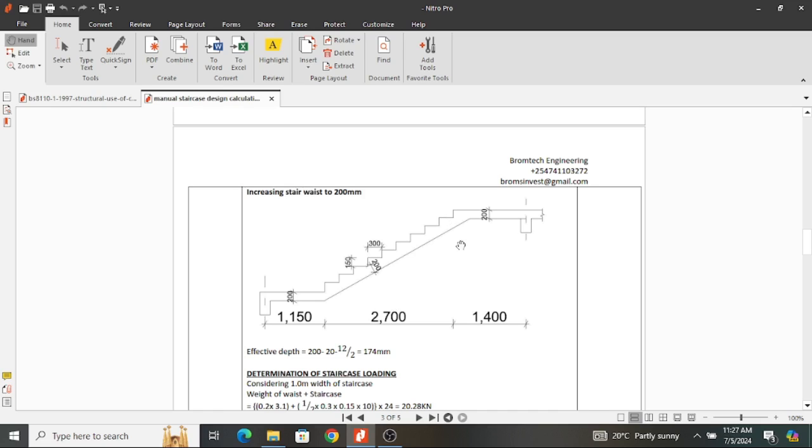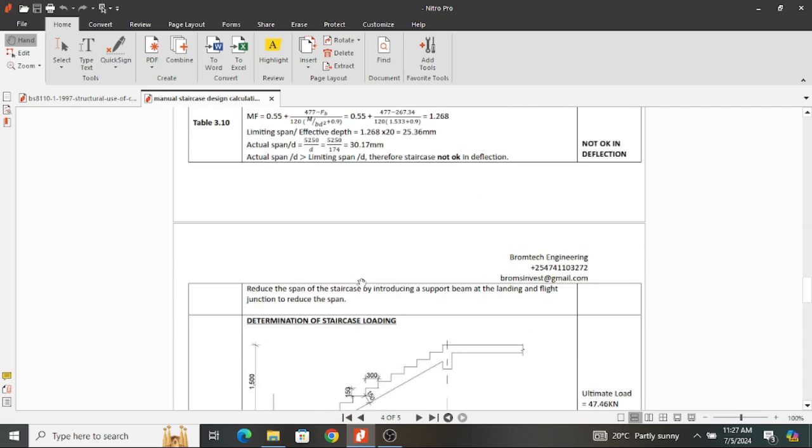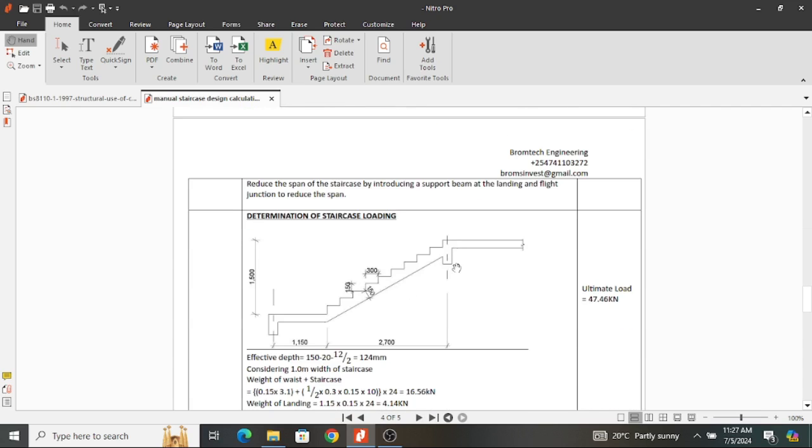Also, I could just introduce a support on one section only. Instead of doing it at both places, I can just introduce a beam at this point, which is going to limit my design to that section. And that is what I did for this case. I introduced a support there, and this makes it continuous for that side and simply supported for that side. Therefore, reduce the span of the staircase by introducing a support beam at the landing and flight junction to reduce the span.